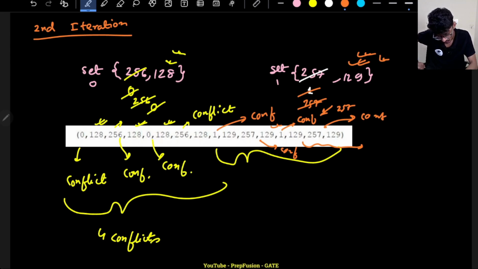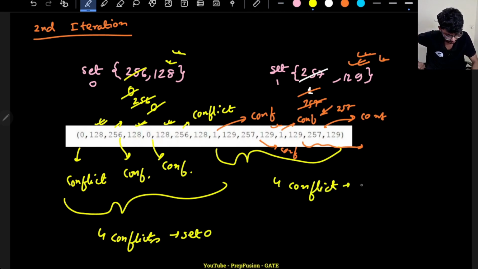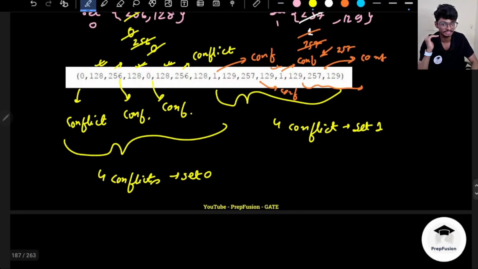So how many conflicts do I have? 1, 2, 3, 4. So here also I have 4 conflicts in the set. This is for set 0 and this is for set 1. So this will actually repeat. After the second iteration, it will just repeat. Okay. How many times? One iteration I have already done. So I have 9 iterations left.